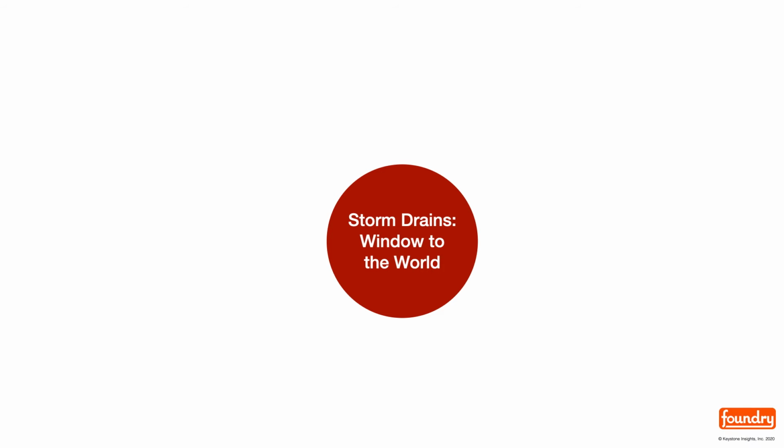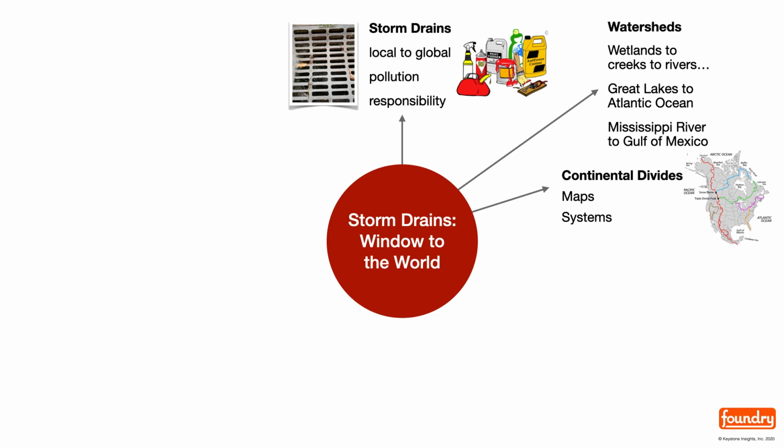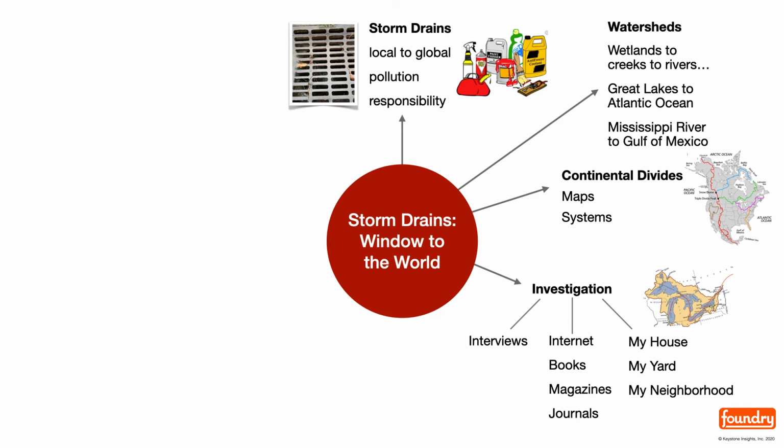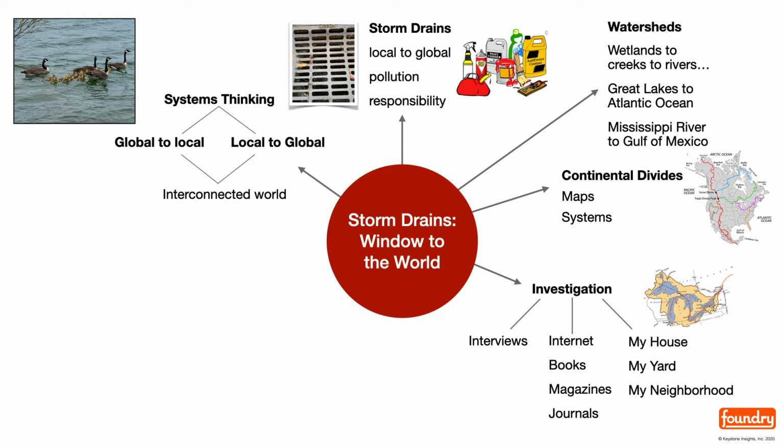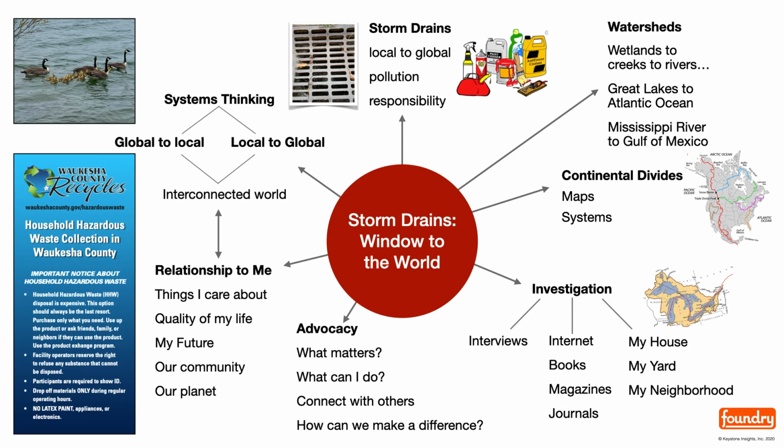So let's look at what's at the heart of this with a mind map. Storm drains to the world. These storm drains have the option of having just water go down them or all sorts of pollution. And who's going to take responsibility? We're going to study watersheds and continental divides. We're going to do an investigation in my neighborhood and then use other resources. And we're going to connect that to the big idea of systems and how local becomes global. And how does it matter to me and my future, my quality of life, our planet? And then what am I going to do about that?